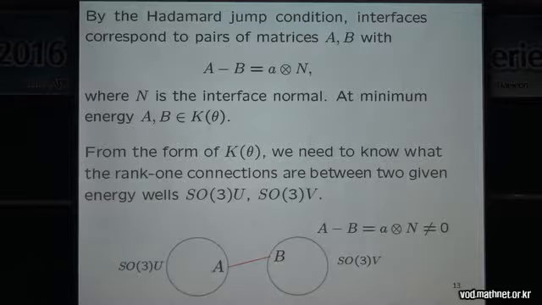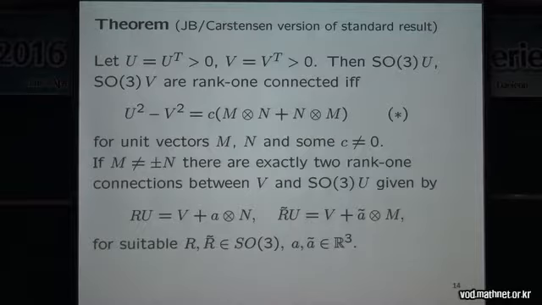That's the question. So here's a version due to Carsten Carstensen and myself of a standard result. There are lots of things which are sort of equivalent to this, but this is a convenient way of stating it. So we have two positive definite symmetric matrices, U and V. Then SO3U and SO3V are rank one connected. That means you can find one matrix on one well and one on the other, which differ by a matrix of rank 1, if and only if U squared minus V squared can be written as a non-zero constant times m tensor n plus n tensor m, where m and n are unit vectors.